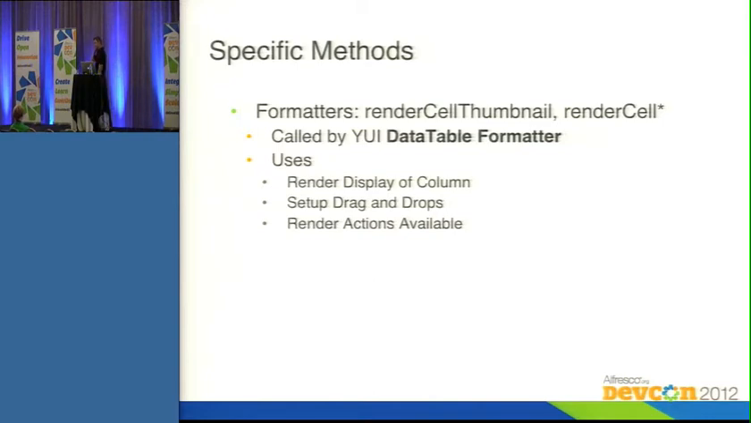We talked about these formatter methods, so render cell thumbnail, render cell description, status, and obviously again those are called by the YUI data table formatter defined in the column definitions. So we're rendering the display of that column. We can also use that to set up drag and drops. For example, a folder in the document library can be a target of a drag and drop, so we set that up there. And we might render actions, again, those actions configurable at least by the repository administrator.